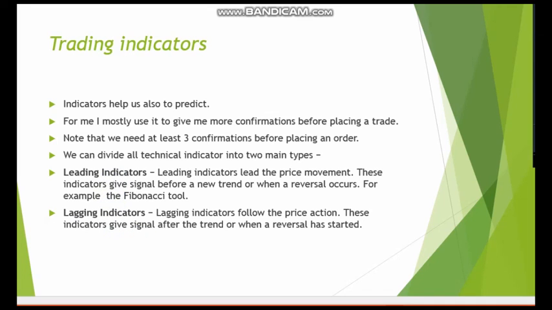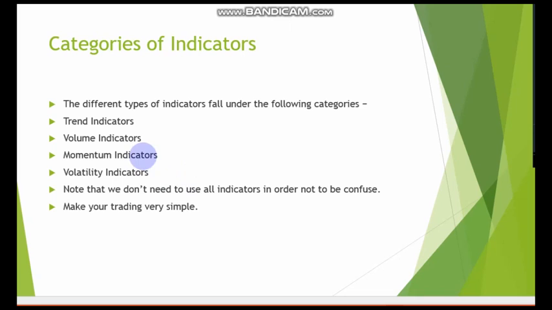Guys, some examples of indicators: normally indicators are categorized into trend indicators, volume indicators, and momentum indicators. Trend indicators show you the direction of the trend, whether it's an uptrend or a downtrend. Volume indicators identify the volume, like the number of people that are buying or the number of people that are selling. So these things are very simple, guys.